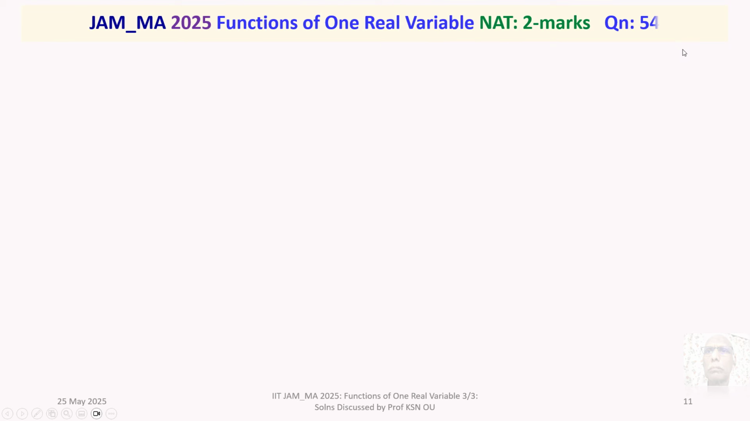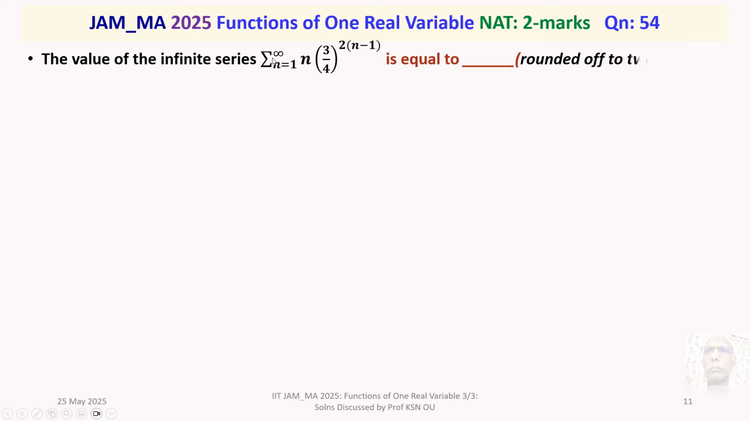Right. Here is the question number 54 for 2 marks, which is a NAT numerical answer type. The given question is the value of the infinite series sigma n is equal to 1 to infinity n into 3 by 4 to the power of 2 times n minus 1 is equal to, to be rounded off to 2 decimal places.